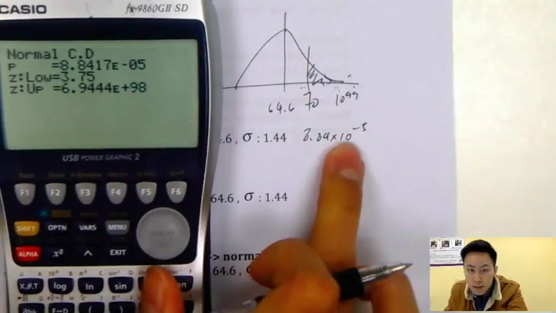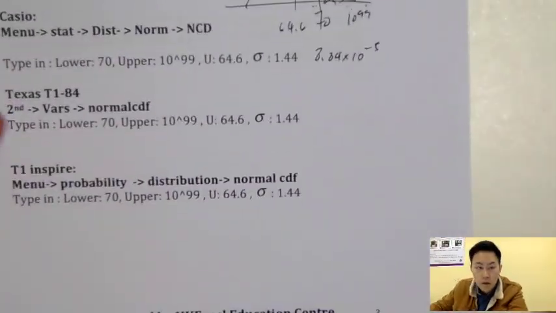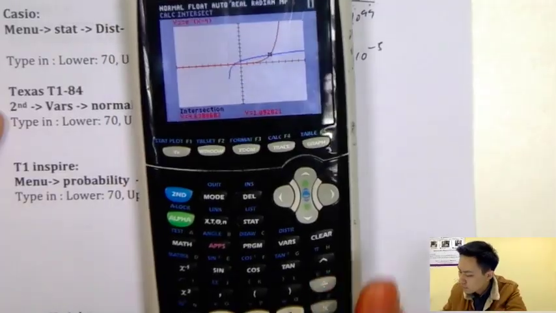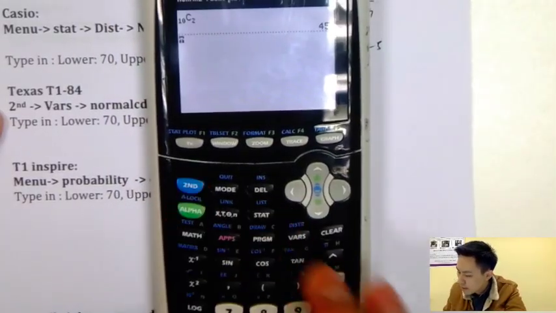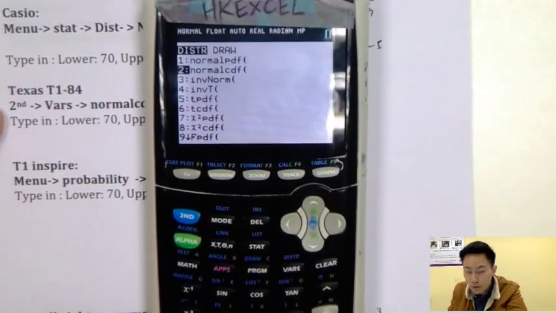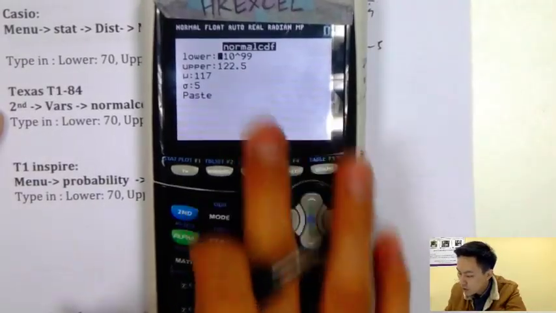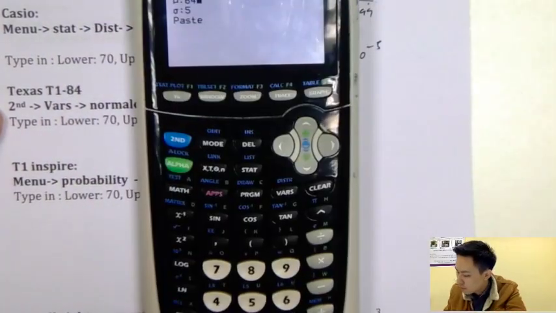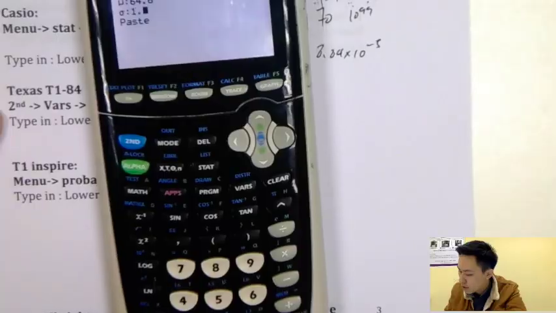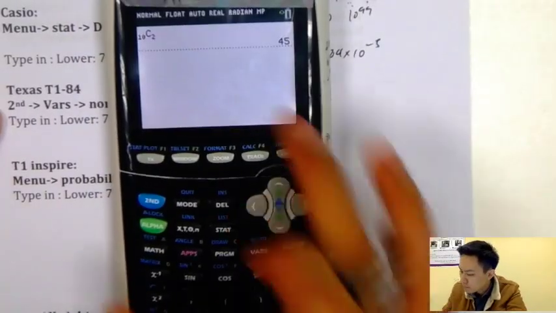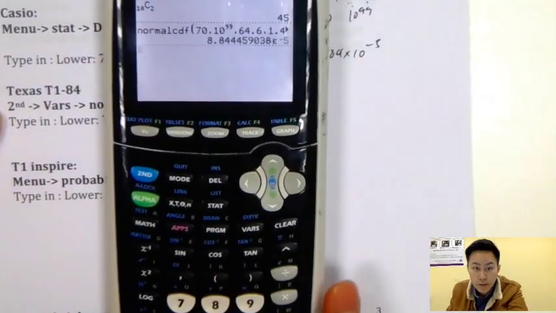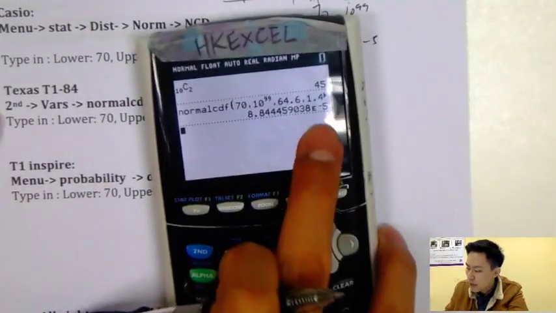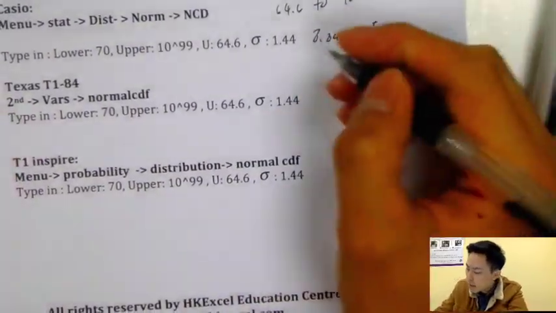So E means 10. Okay, so for the Texas model, you go second, then vars, and then you go NCD. So lower you type in 70, upper you type in 10 power 99, and then the mean you type in 64.6, and the standard deviation type in 1.44. Yeah. So you press enter, then you get 8.84 times 10 power 95. That's it. Do you get this?